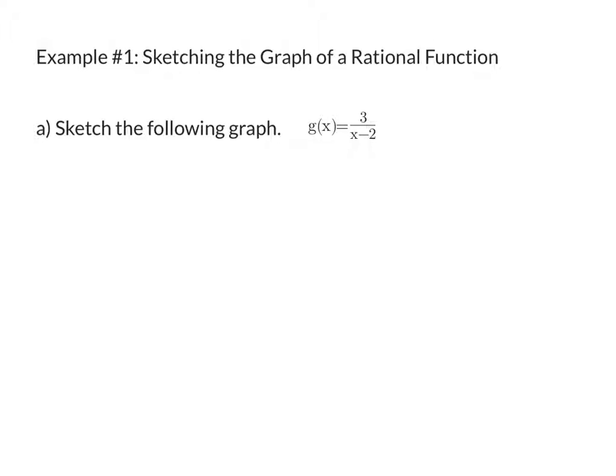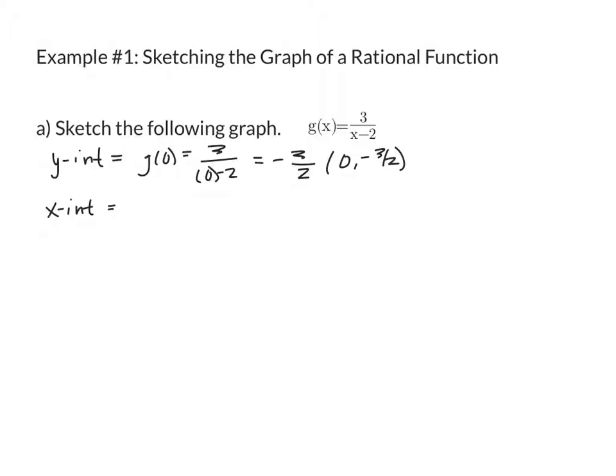The first step was to find the y-intercept. To find the y-intercept, remember, you evaluate your function by making all your x's 0. So g of 0 would be 3 over 0 minus 2, which is negative 3 halves. As a y-intercept, that ordered pair would be 0, comma, negative 3 halves, or negative 1.5, same thing. The x-intercept is just setting your numerator equal to 0. If I try to set 0 equal to 3, that's not an option. So in that case, there is no x-intercept.